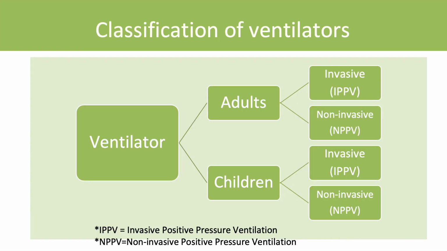Ventilators are classified into the categories shown in the figure. First, there are two types of ventilators, for adults and for children. And there are two main types of ventilation for both adult and pediatric ventilators. The first type is invasive positive pressure ventilation that requires intubation and tracheostomy. The second type is non-invasive positive pressure ventilation such as mask ventilation.